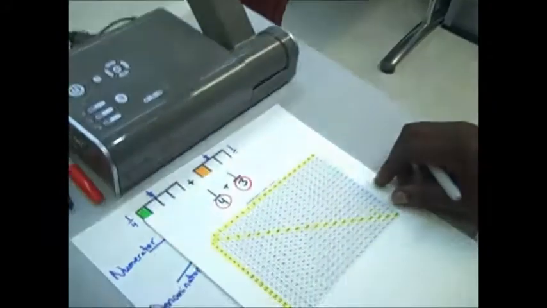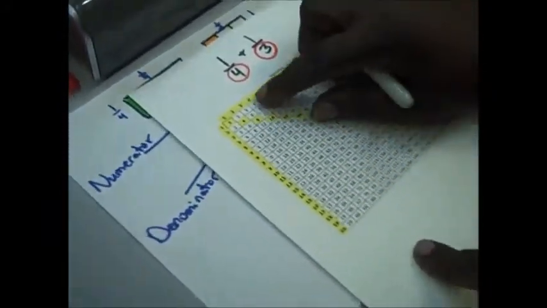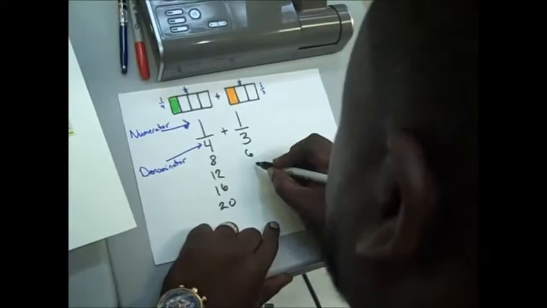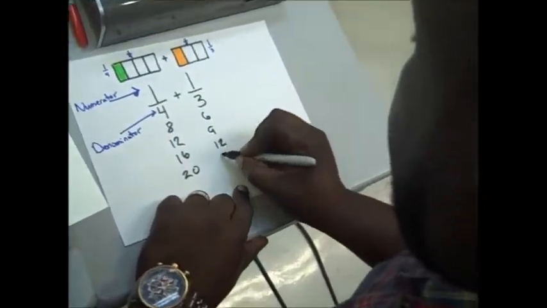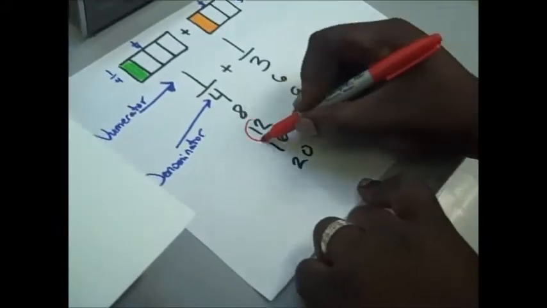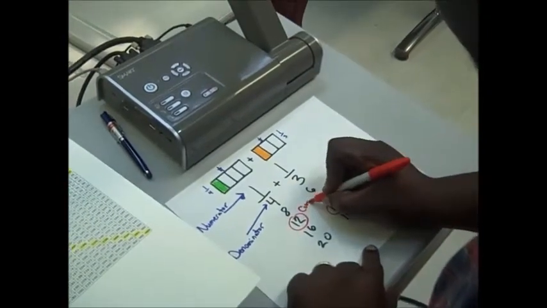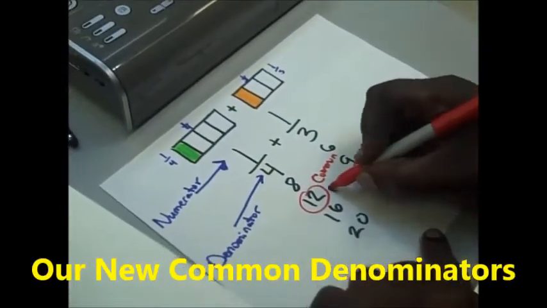Now we'll do the same thing for 3. We'll go to our multiplication chart, and we'll go 6, 9, 12, 15. So now that we have the multiples for each denominator, we look to see if they have one in common. And they do. We have a 12 right here, and we have a 12 right here. These will now be our new common denominators.